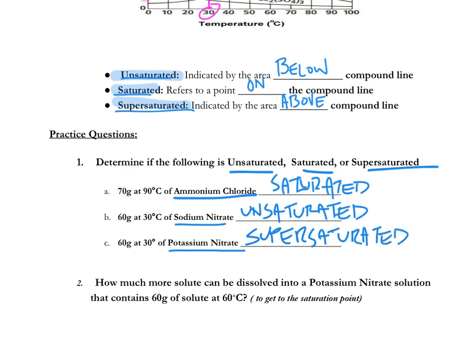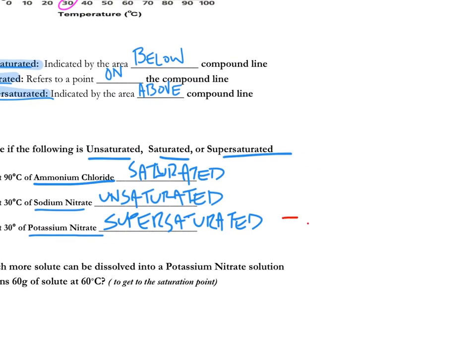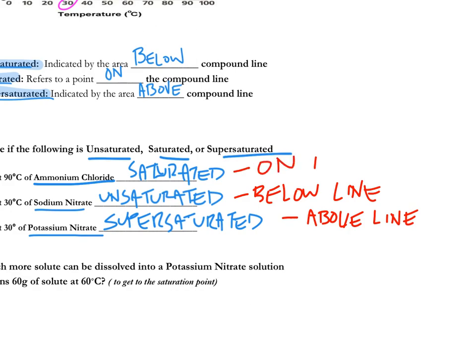All right, so it is supersaturated because it is, let me fill this in, above the line. Unsaturated means it is below the line. And saturated means it's on the line.